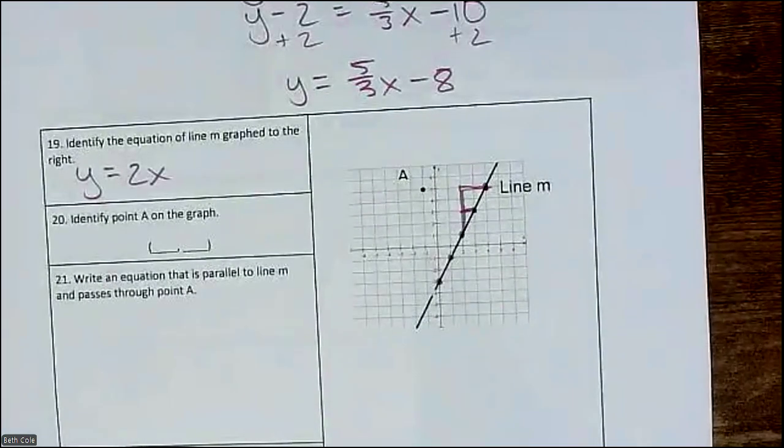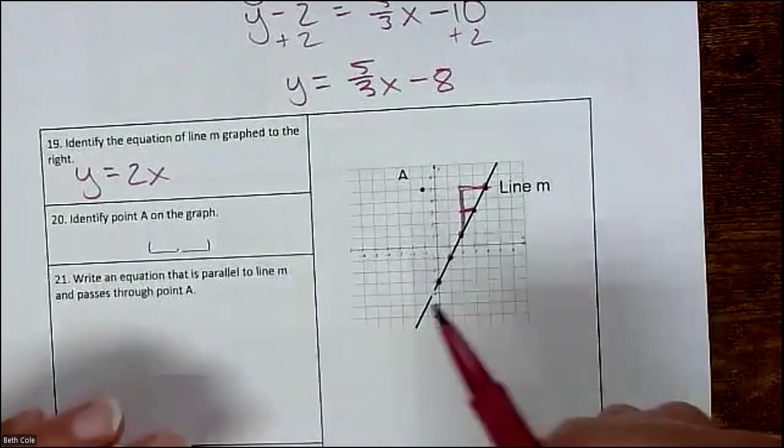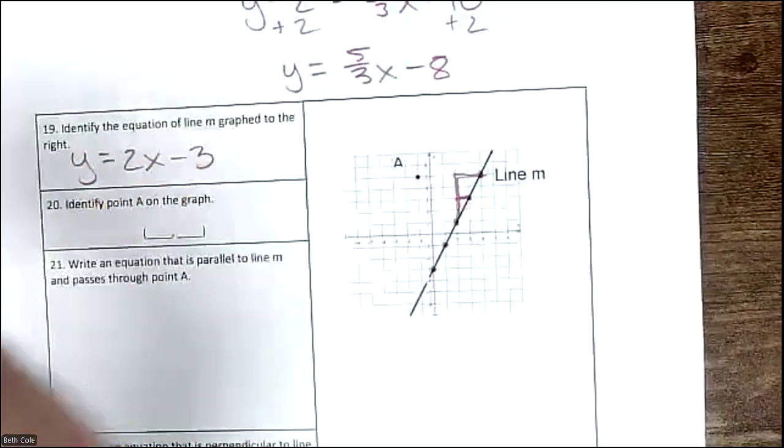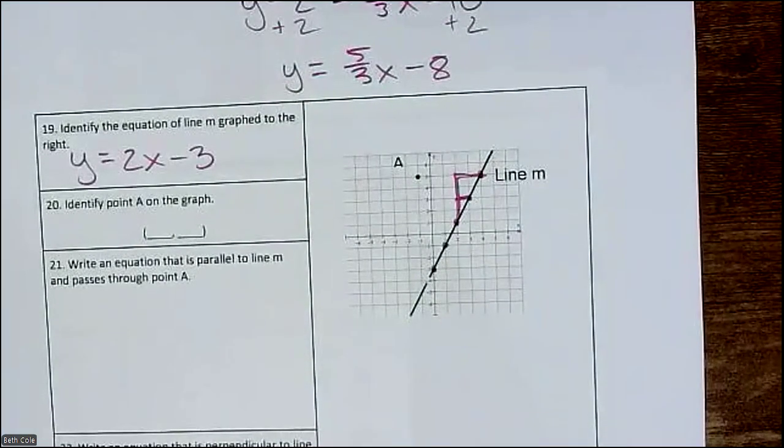Would I mark it wrong if you wrote 2 over 1? No, that's fine. It's an acceptable answer. And then what's your y-intercept here? Yep, -3. You had ones like that on Delta Math at one point. You just look at it, write the answer.